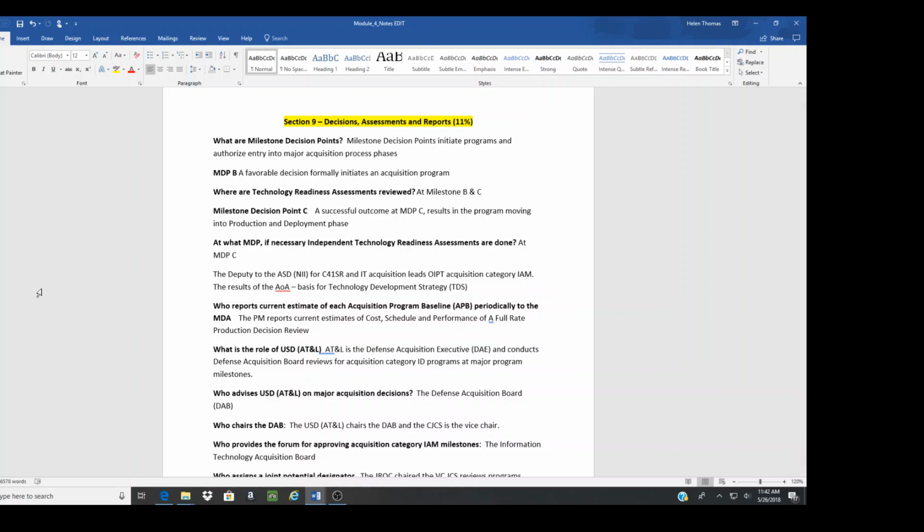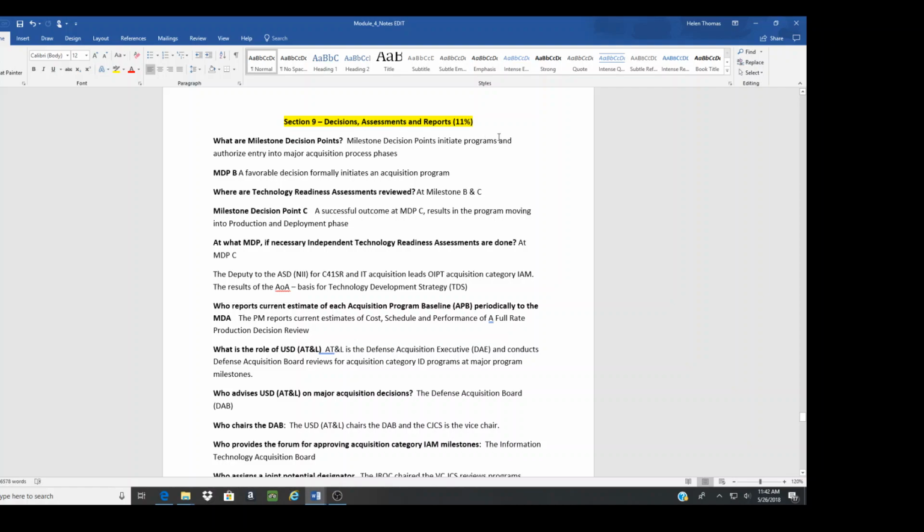I am going to be going over CDFM Module 4, which is the acquisition part, for those who aspire to go further on with their certification. In this part, I'm going to be looking at Section 9, Decision Assessments and Reports.